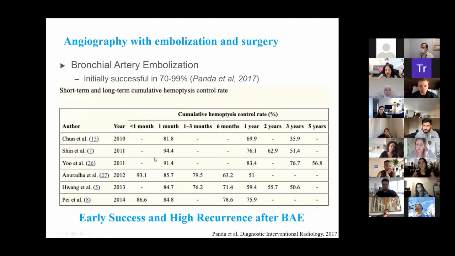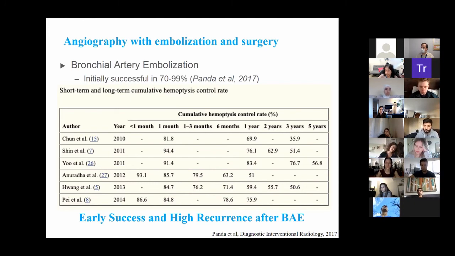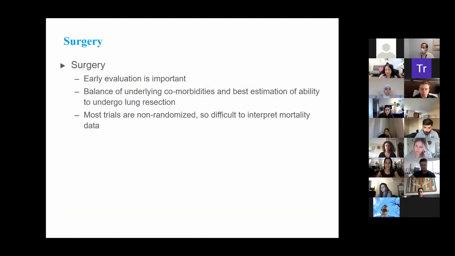But when you look at a meta-analysis of all of this, you can see super high rates of resolution early on, but a lot of these patients actually do recur once you go 1 to 2 to 3 years out. So even though there's early success, there is high recurrence after bronchial artery embolization.